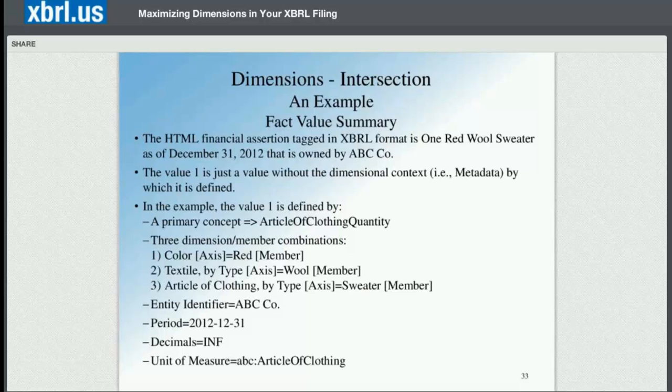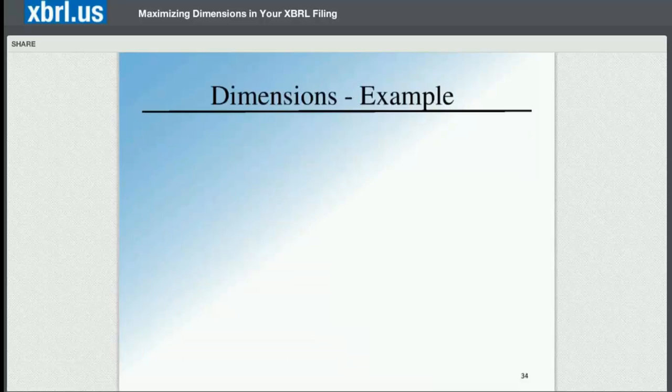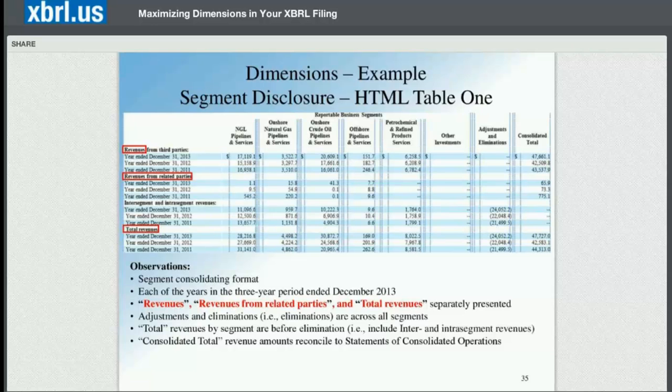Again, if you take a look, this is just a narrative, same thing that we were looking at in graphic form, showing you all the pieces that came together to define this one red wool sweater. So with that being said, why don't we just jump in and start going through our example.